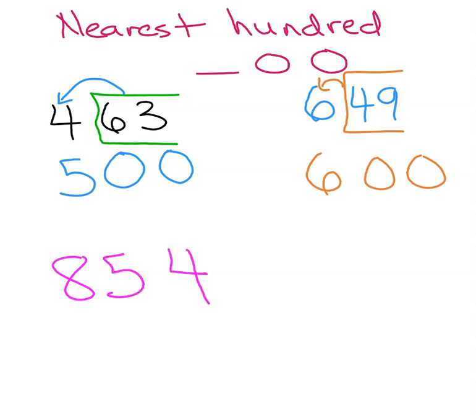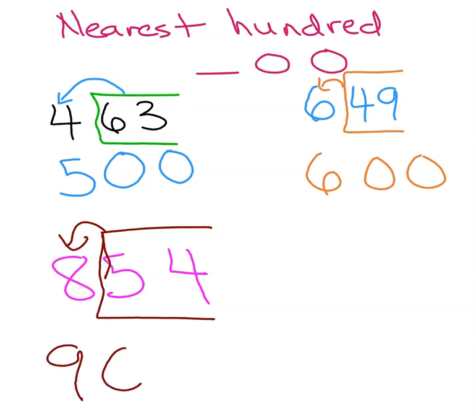854. So we're going to start off by marking our last 2 numbers. We look at this. This is 50 or more. So we're going to round up this number right next to it. So this is going to be 9, and we always end with 2 zeros. This is extremely important that you remember that we have to end with 2 zeros.